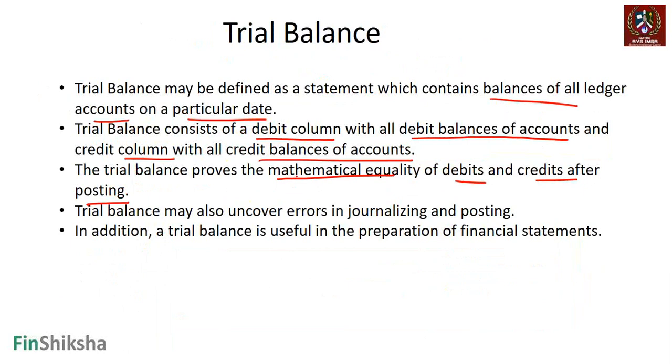Now, what this basically means is that after every transaction on any given date, the balance sheet needs to remain balanced. If the balance sheet starts in position A, then whatever you do after this is going to have an equal amount of debits and credits. The mathematical equality cannot go wrong anywhere, right? Now, automatically it'll uncover errors in journalizing and posting. In case it is not equal, something has been missed out somewhere. In addition, it is useful in preparation of financial statements because you will combine all the entries.